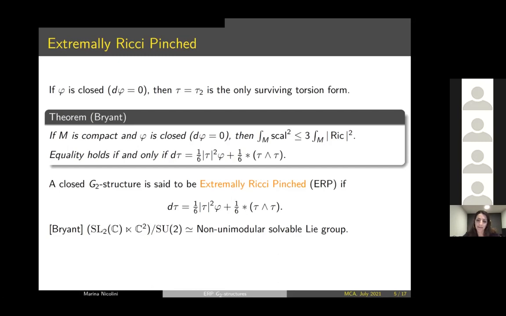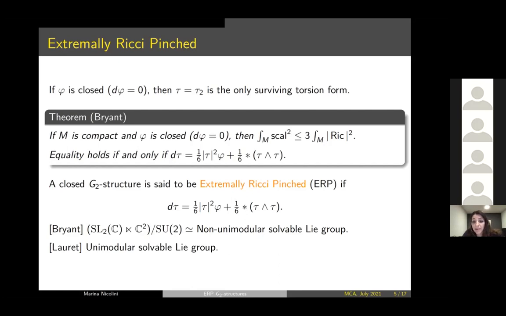The second example was given by Jorge, and he found an example of an ERP G2 structure on an unimodular solvable Lie group. So of course, these two examples are non-equivalent. The first question that we asked ourselves was, are there more examples, or what happened here? Because Bryant in this paper proved a lot of nice results for ERP G2 structures. So why are there not more examples?